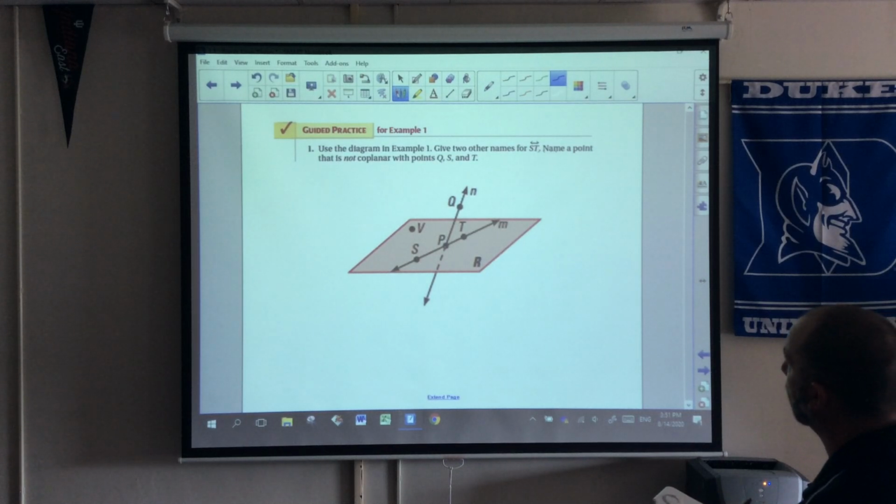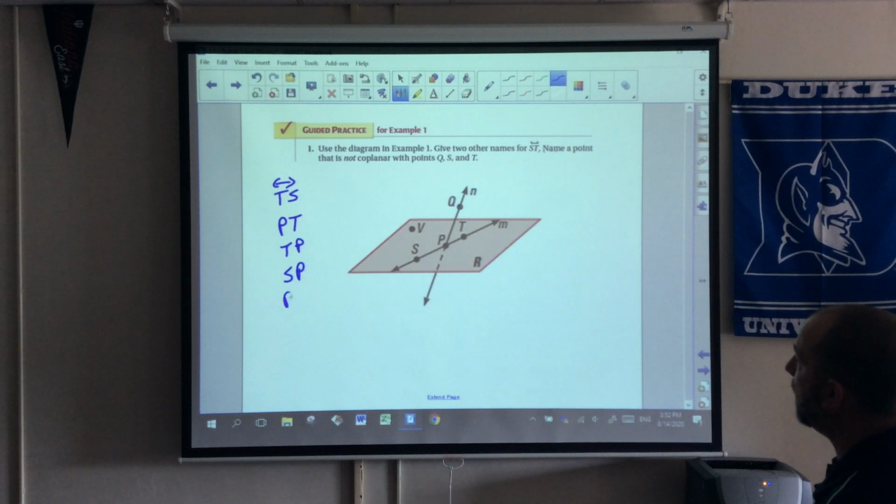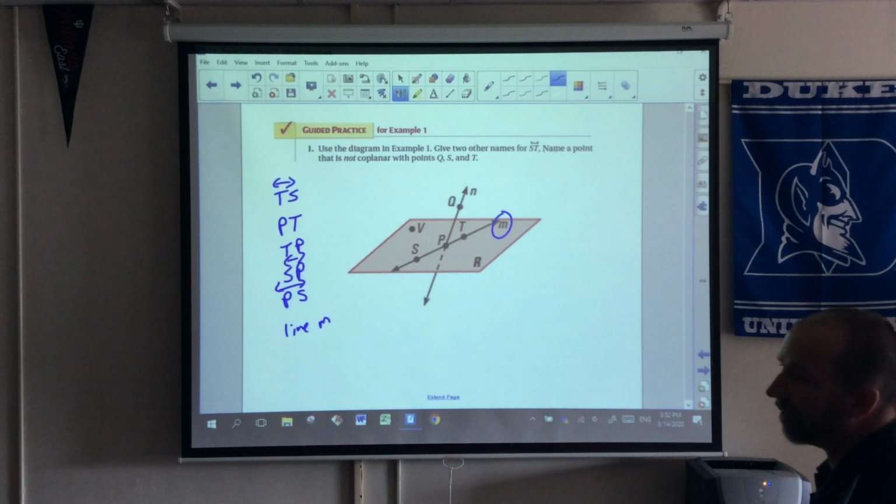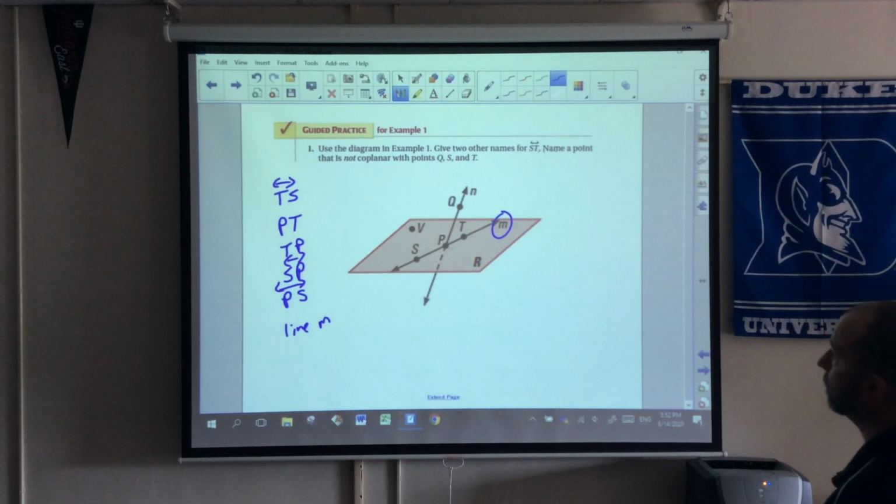Here's ST right here. There's a lot of names for this. I can go TS, reverse it. Remember, any 2 points work. So PT works. TP works. SP, PS, these all work. You got to put the arrows on them. Okay, I'm not going to do the rest of them. Or you can put it as line M. So that's 1, 2, 3, 4, 5, 6 different answers for that one.